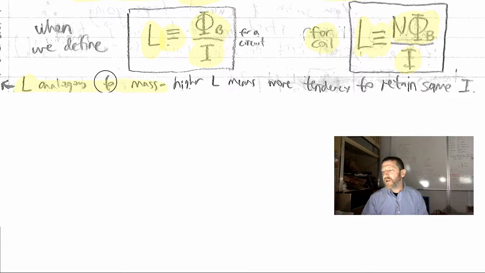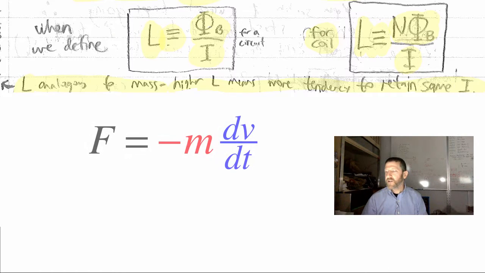Now, L is very analogous to mass. The higher inductance means there's more tendency to retain the same current. For example, when you try to accelerate a mass, the force on you is proportional to the amount of mass times the rate of change of velocity. Now, why is that negative sign in there? Because that's not the force on the mass, that's the force on you. When you exert a force on a mass, it exerts a force back on you the opposite way. So the force on you is proportional to the mass that you're trying to accelerate and to dv dt, the rate of change of velocity.